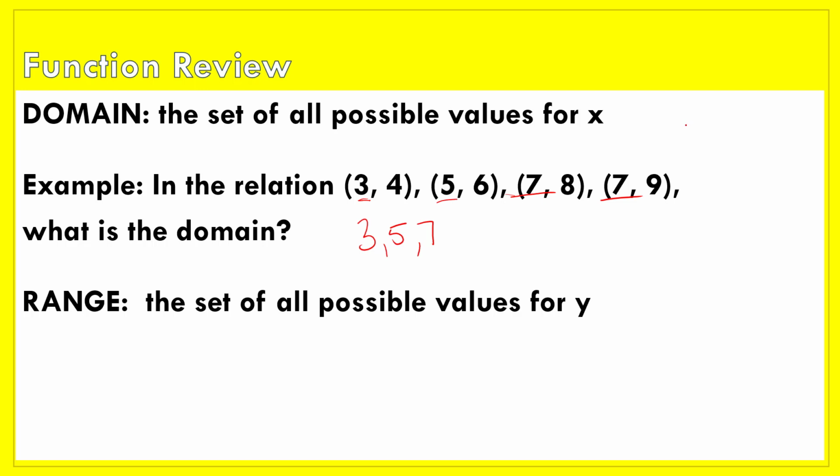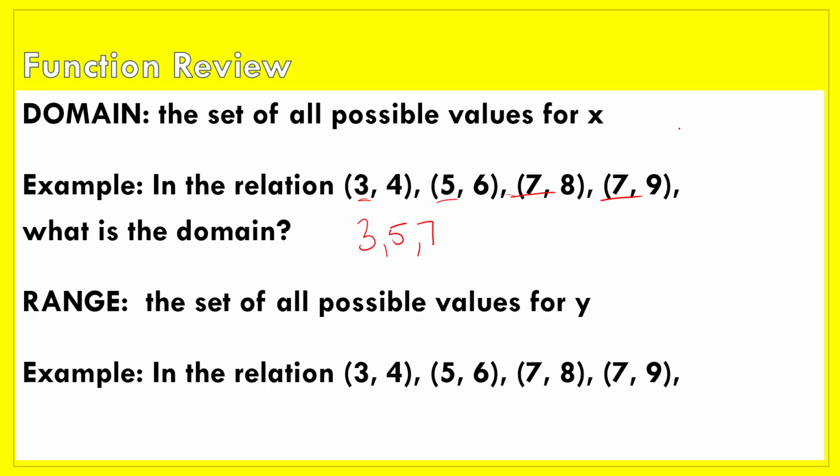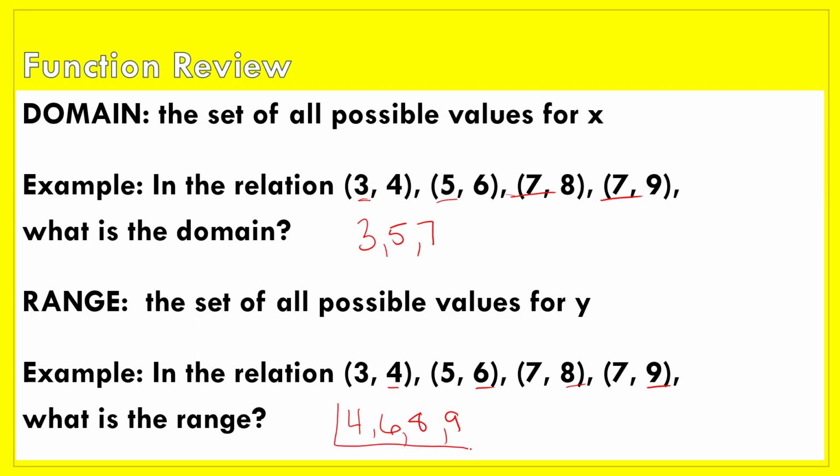Range. Range is the set of all possible values for the y. So in the following example, (3, 4), (5, 6), (7, 8), (7, 9), what is the range? Each of our possible y values: 4, 6, 8, and 9. Now note, these numbers are in order from least to greatest, and there are no repeating values. That's how we state our domain and range.